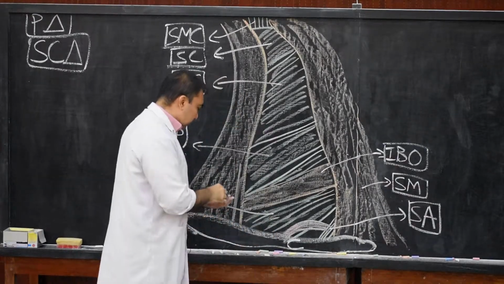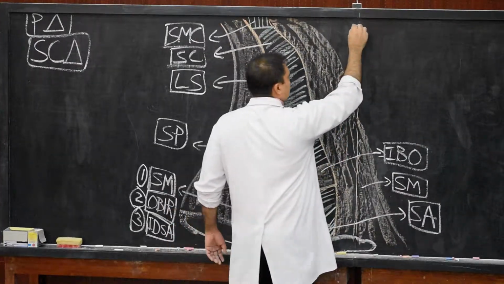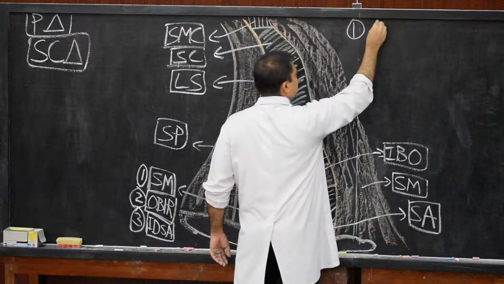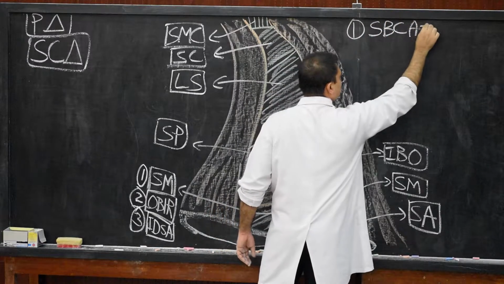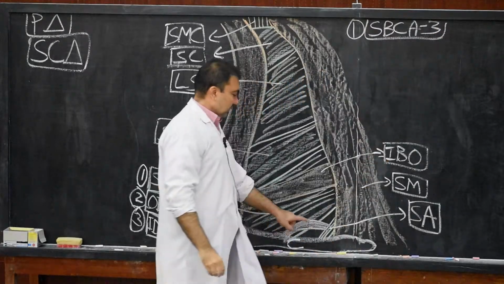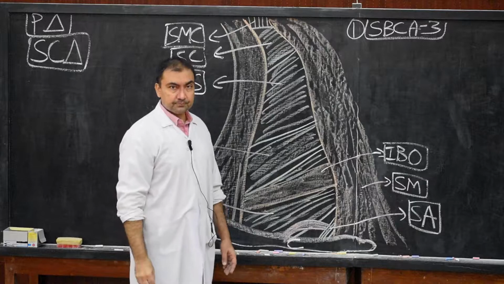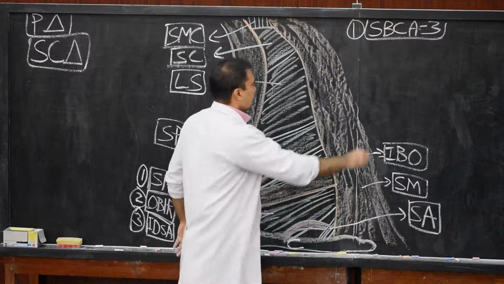Now content number 2. Here I am going to mention the contents: subclavian artery. Which part? The third part. This is content number 1, so I am going to mark this as content number 1. Are we able to see here? Yes, sir. This portion? So content number 2.